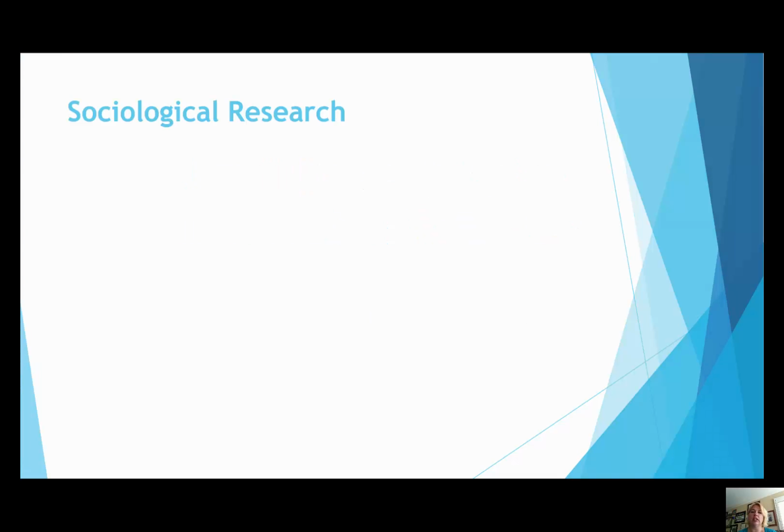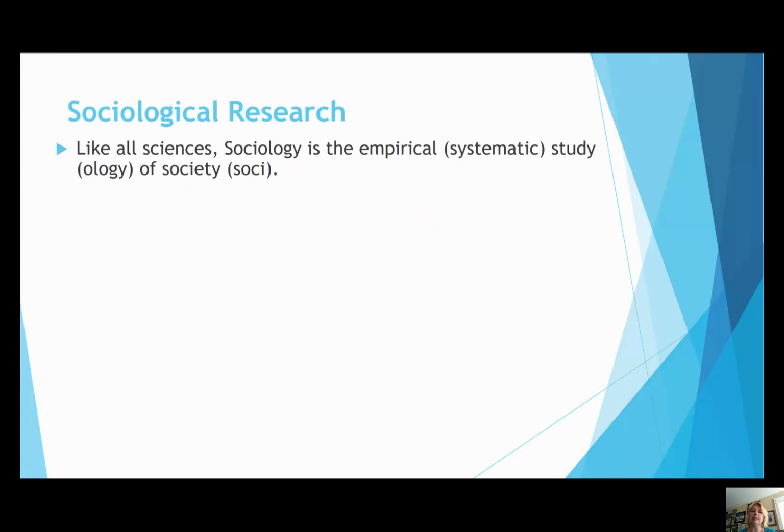First, let's talk about sociological research. Like all sciences, sociology is an empirical or systematic study of society. Whenever you see a word that ends in ology, it's the study of. And of course, the first part then is what it is the study of. In this case, SOCI is short for society. Sociology is the empirical, systematic study of society.